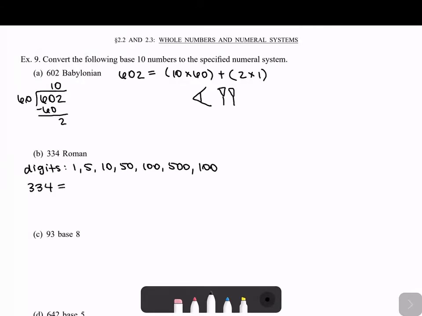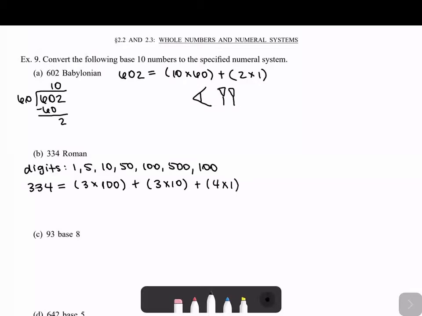So 334 is in the hundreds. It has 3 hundreds in it, but it's not quite to 500. So this is going to be 3 times 100. That's 300. Now we have 34 left, and 34 has 10s in it, but isn't quite to 50, so we're just going to use the 10s. There are 3 10s in 34. And then we have 4 left over, so we have 4 1s because it's not quite to 5.